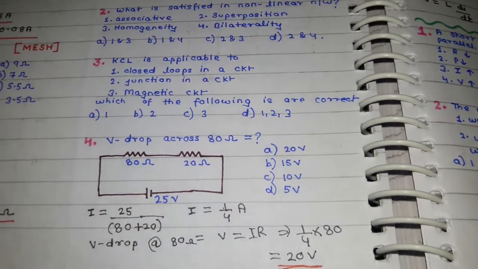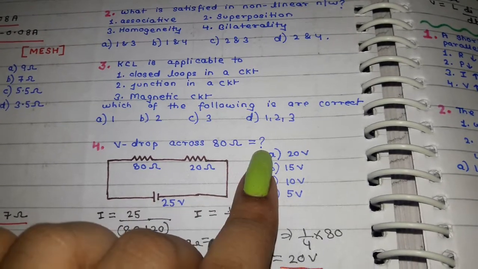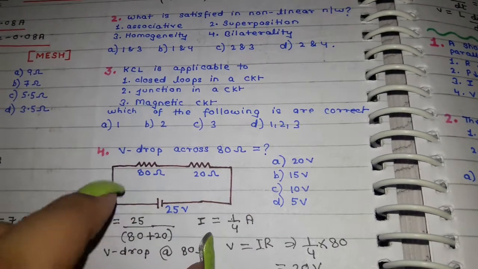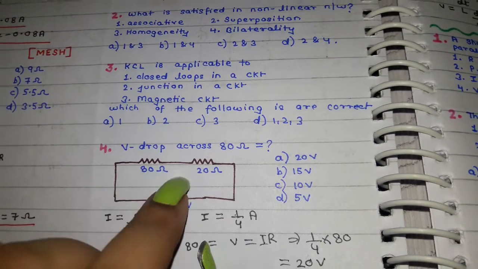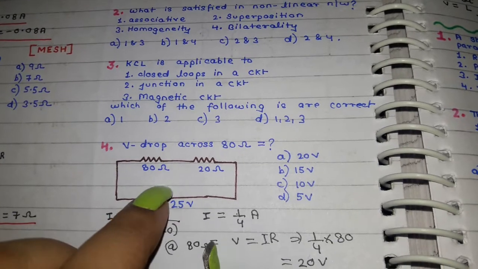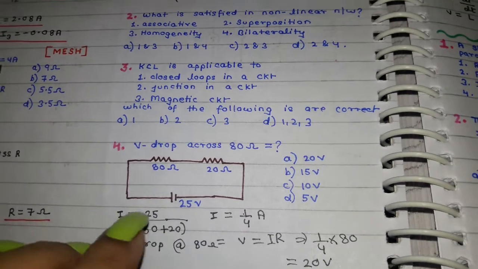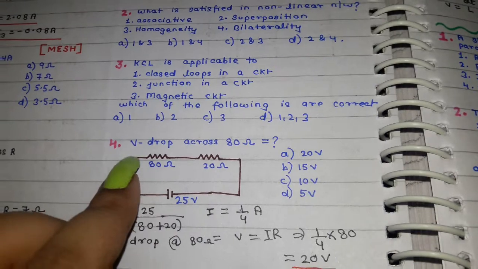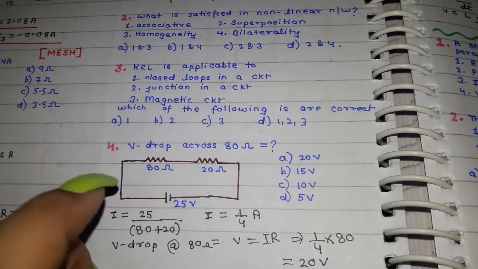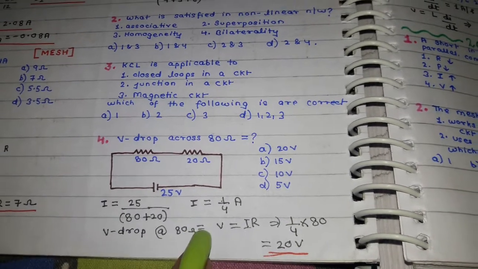Now we have the next question, which is, what is the voltage drop across this 80 ohm resistance? This is your circuit and they are asking the total voltage drop. So these two resistances together will draw current from this source. We find out the value of current using Ohm's law, the supply upon total resistance, which will give you the total current, and then the current passing through this resistance will give you the voltage drop across this resistance. So it will be V equals IR, and this would be your answer. This is a pretty basic question, nothing to be worried about.